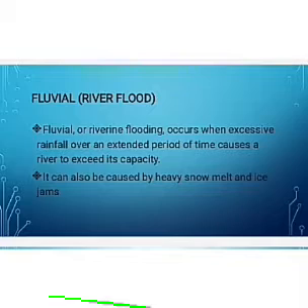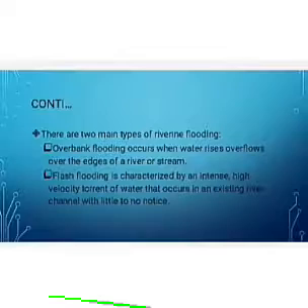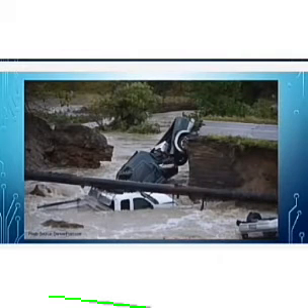Fluvial floods. Fluvial, or riverine flooding, occurs when excessive rainfall over an extended period of time causes a river to exceed its capacity. It can also be caused by heavy snowmelt and ice. There are 2 main types of riverine flooding. Overbank flooding occurs when water rises and overflows over the edges of a river or stream. Flash flooding is characterized by an intense, high-velocity torrent of water that occurs in an existing river channel.